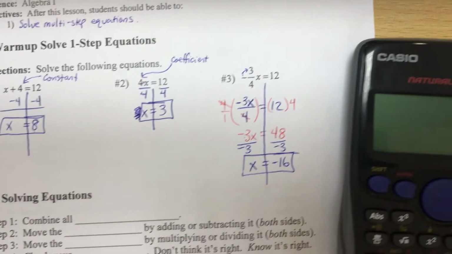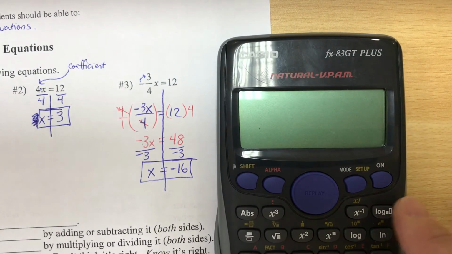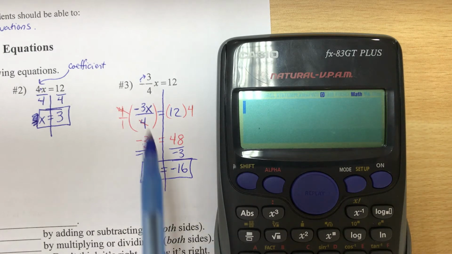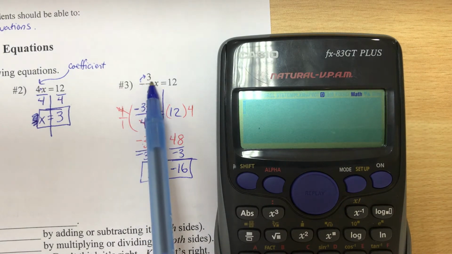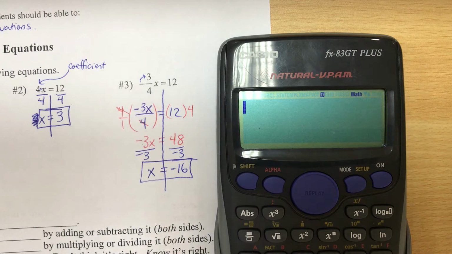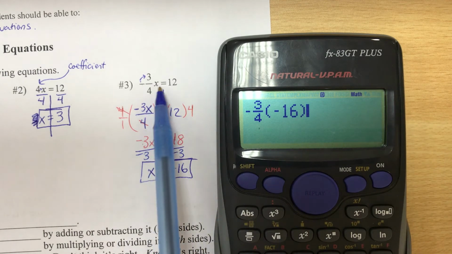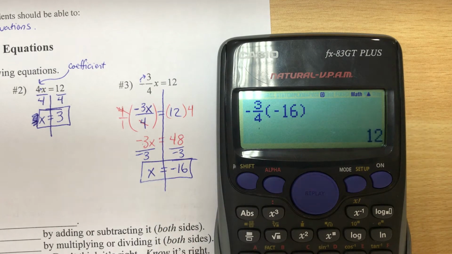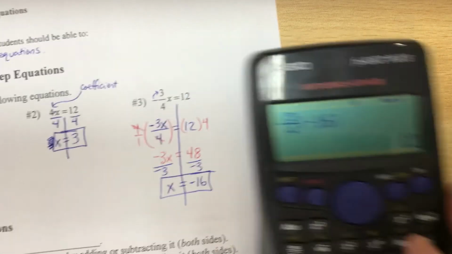And to check this, I'll take the calculator this time. And so I'm going to type the original equation before I did anything. So it was the opposite of 3/4. And then times, you can put a times symbol, I like parentheses. My answer was negative 16. And what we should get from this, we should get the right-hand value, which is 12. And we do, so what that means is that our answer is correct.